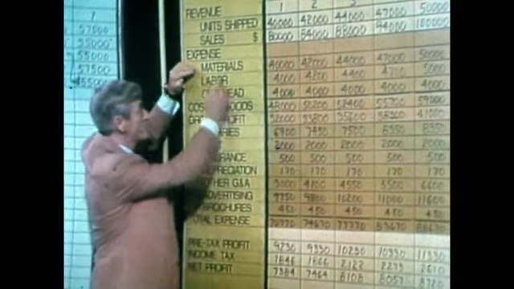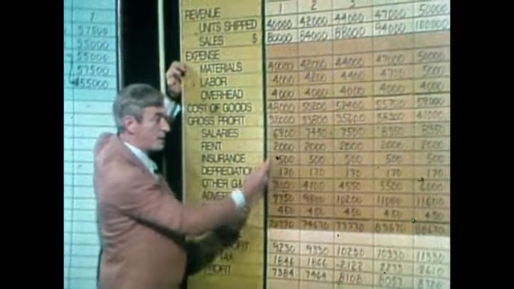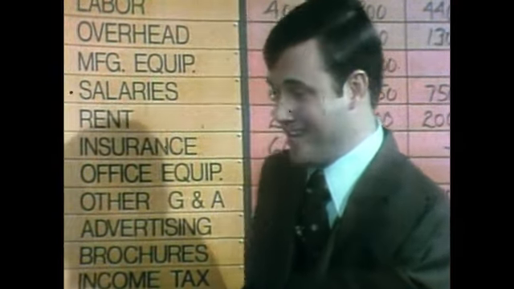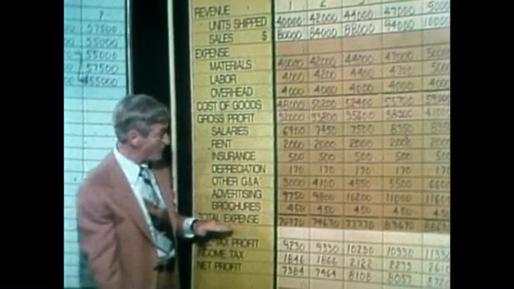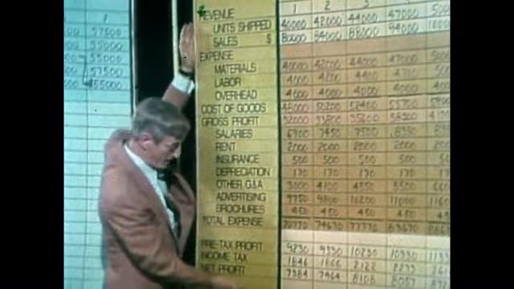Now, this is a list of your expenses. This is the money that you're going to have to spend in order to make those sales. Well, you have to spend money to make money. Everybody in business knows that. Well, now, if we take the total expense away from the total revenue, we can get the profit. And it's more than $7,000 a month.